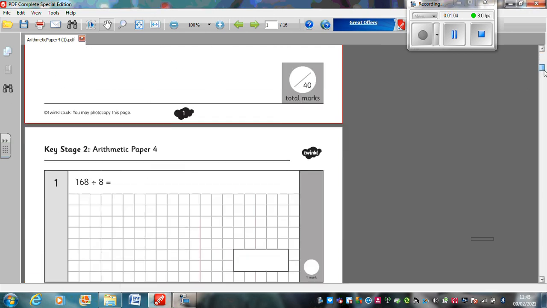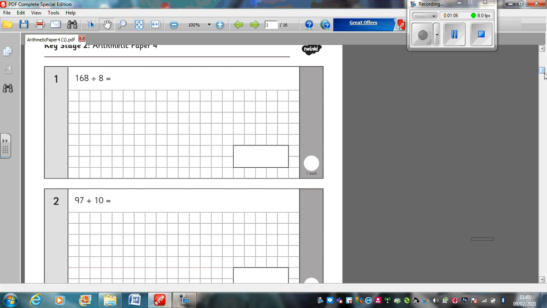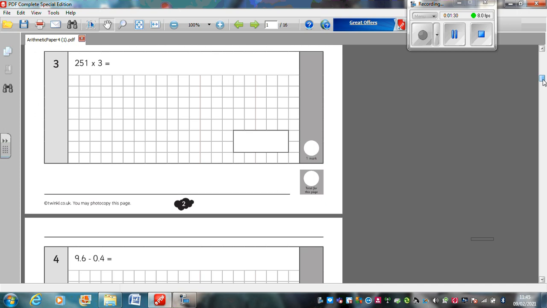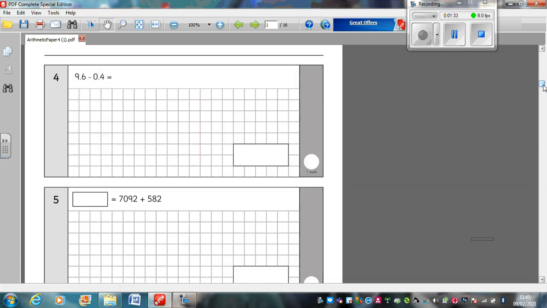Question 1. 168 divided by 8. That'll be a bus stop method. Question 2. 97 plus 10. Question 3. 251 multiplied by 3. Just use your usual multiplication layout there in the columns. Question 4. 9.6 take away 0.4. Make sure your decimal points line up.